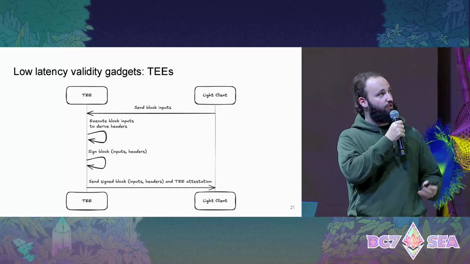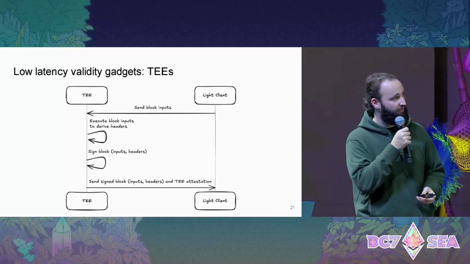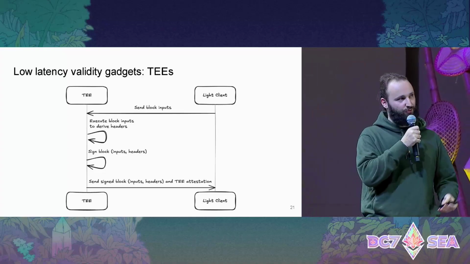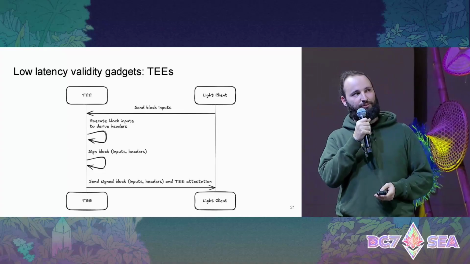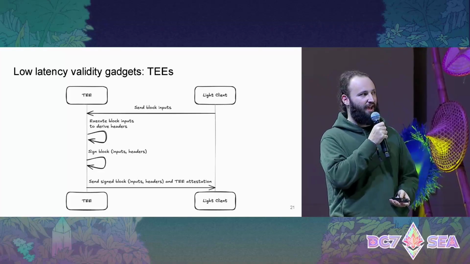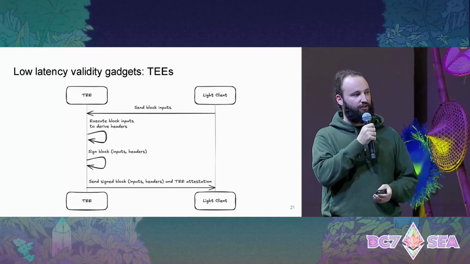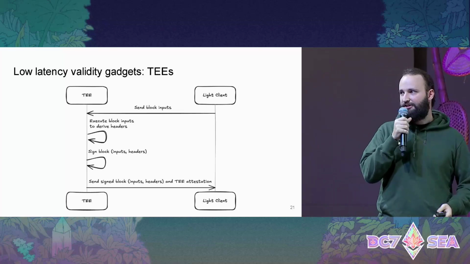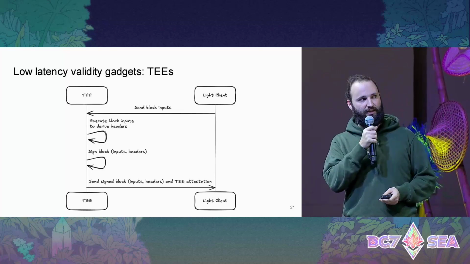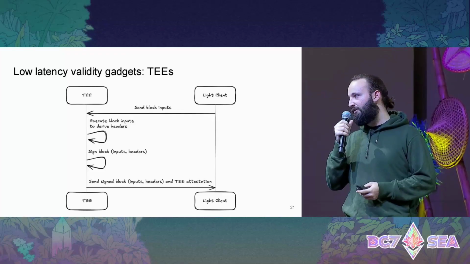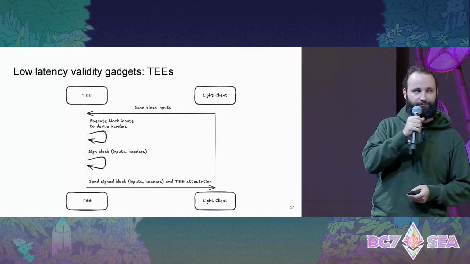So next we're going to talk about just using TEEs. In this case, it's really simple. The light client sends over the block inputs, the TEE executes them, and then signs them. But the one additional thing they do is they send a TEE attestation. A TEE attestation is a special thing that a TEE can do to convince someone what kind of code is running on it.